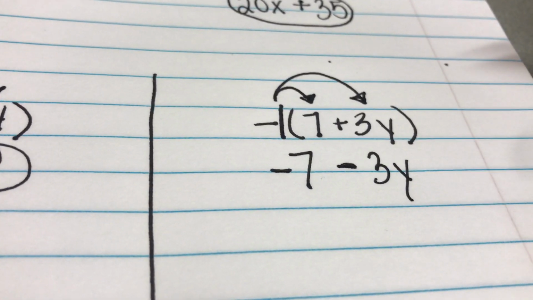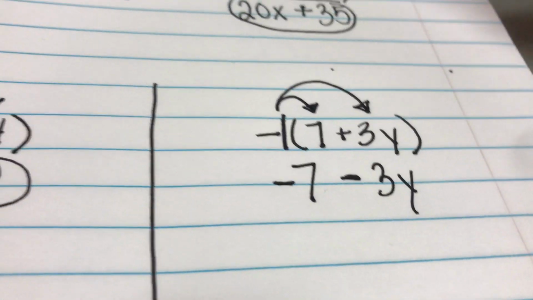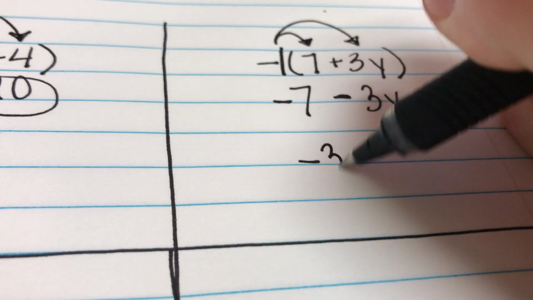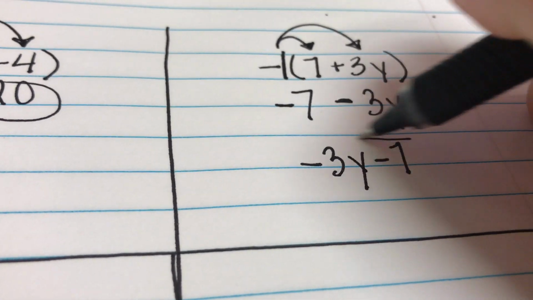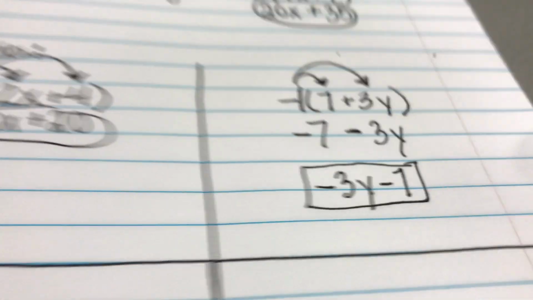Now, something you'll notice whenever dealing with expressions is we try to put the variable first. So I'm going to actually rewrite that as negative 3y minus 7. Cannot combine those, so I'm done.